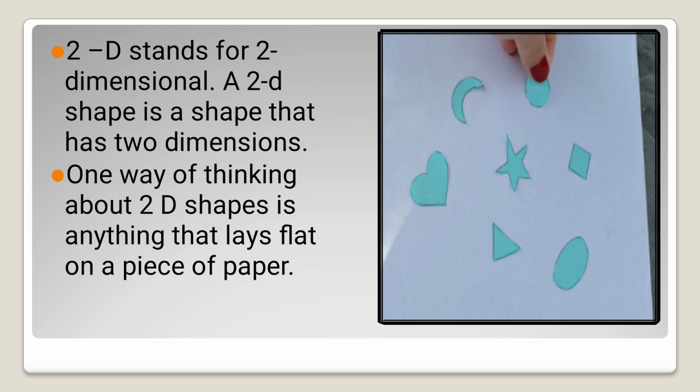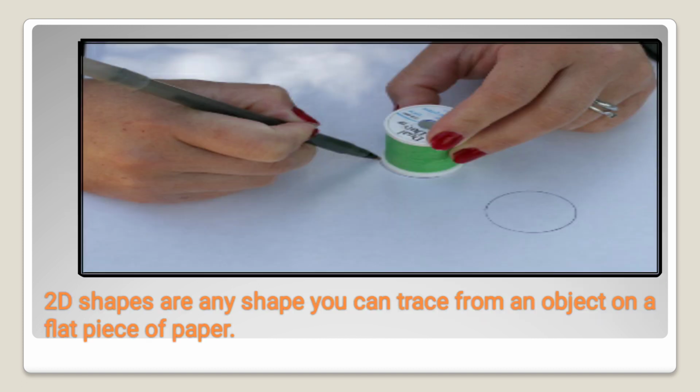One way of thinking about 2D shapes is anything that lays flat on a piece of paper. You can see these shapes can be kept flat on a piece of paper. 2D shapes are any shape you can trace from an object on a flat piece of paper. Here you can see how you can trace any kind of shape from any object on a flat piece of paper. Image obtained will be a 2D shape.